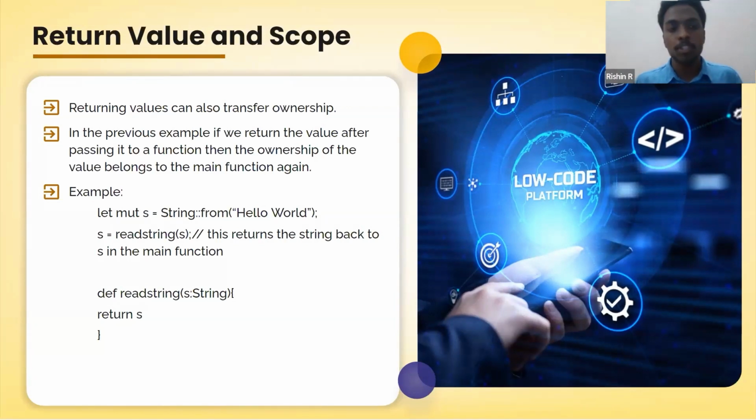If it is set as mutable, then you can edit. But you can try these kinds of examples for yourself and see what happens when Rust gives some error.